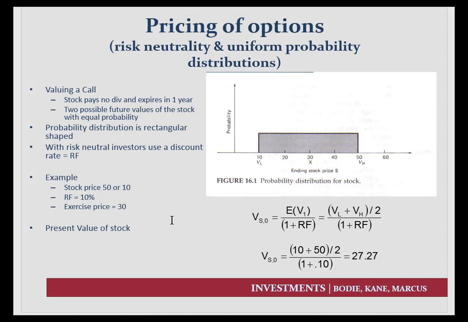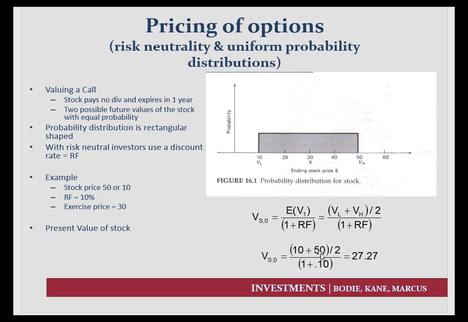So what is the present value of this stock? Our formula: the expected present value today is the expected future value at the end of the year divided by 1 plus the risk-free rate. That's a present value calculation. And we know there's a 50-50 chance of it being either $10 or $50. So if you figure out this calculation, the average price is $30.